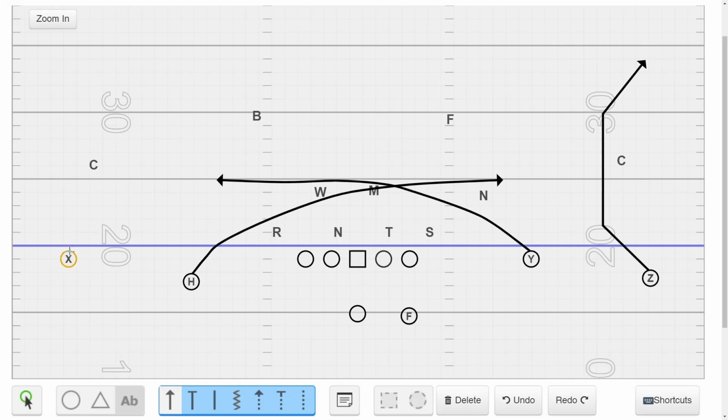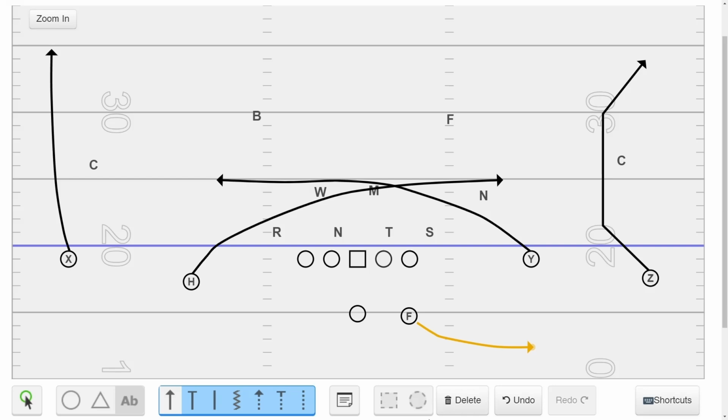Okay, and then our X, he's going to be running a runoff fade on the backside, and then our running back, our F, is going to be bubbling out to the quote-unquote play side. All right, so this is the basic structure of the mesh concept. Now let's start working about reads and how we're going to progress through this concept.